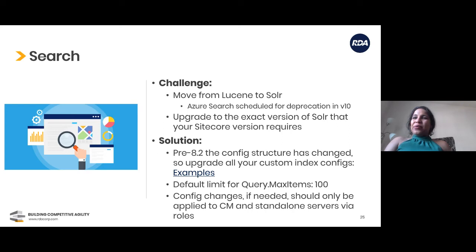Yeah. Cool. All right. So, assuming you're going with Solr, the config structure has changed, so you'll have to upgrade any custom index configs that you have, and I've attached some examples. There is a default limit for the query max items at 100, and honestly, you shouldn't be going above that anyway because it's going to affect performance. And then config changes should only be applied to CM and standalone servers, so make sure that you use that via roles.